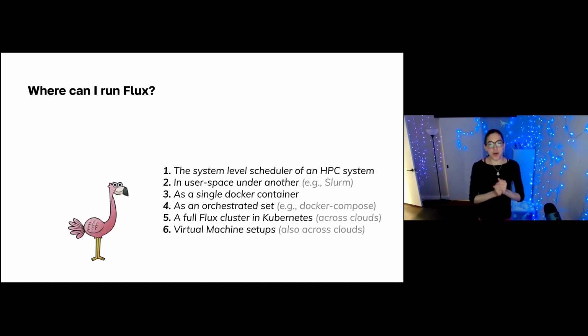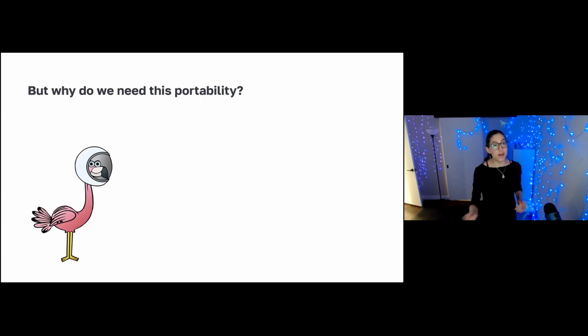So to put this into terms that the audience can better understand, here's a list of all the places you might want to run Flux. And Flux does not care where you're running it. It sees the system resource the same. So we have the system level scheduler of an HPC system, such as LCAP. We have it in user space, actually under another scheduler like Slurm, or in user space Kubernetes, actually alongside of it. That's a turducken that we don't have to go into. We can run it as a single Docker container or as a set of orchestrated containers, a full Flux cluster in Kubernetes, or on virtual machines. And so we're briefly going to go through some of these setups today, along with some of the work that we're doing on the various setups.